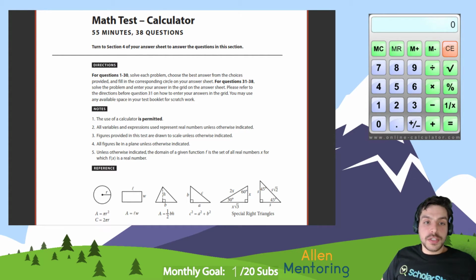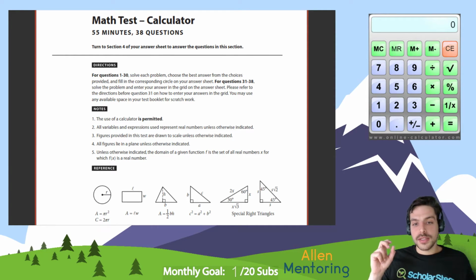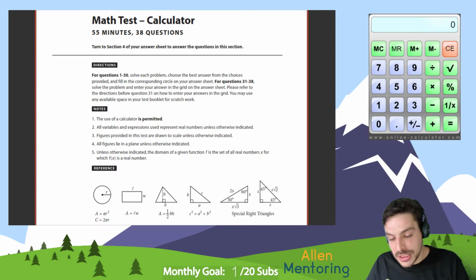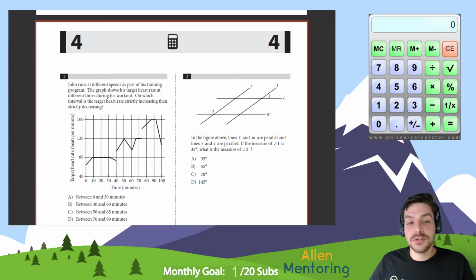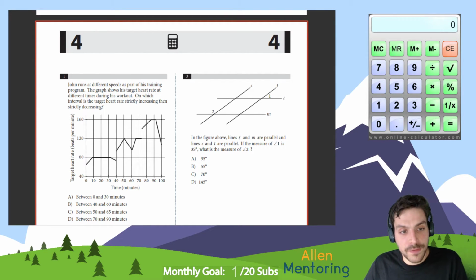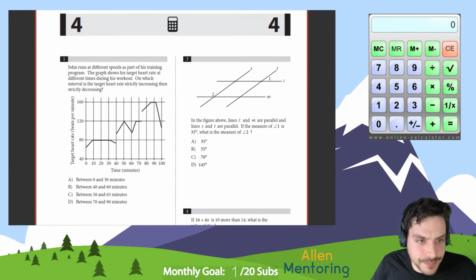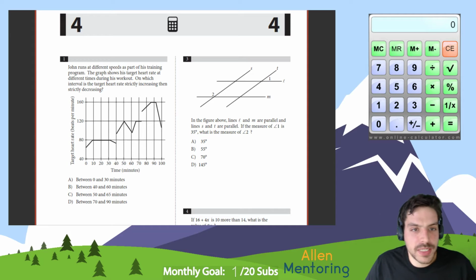So section 4 here is the calculator section. It's longer, slightly more difficult, and it encourages the use of calculators, as I do as well. Whenever you can use a calculator, make sure to use it, and you'll probably make fewer mistakes in the long run. Alrighty. Number 1, John runs at different speeds as part of his training program.